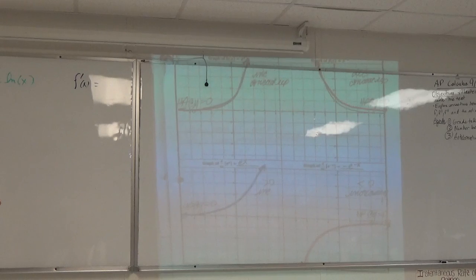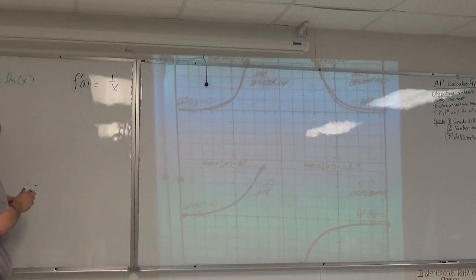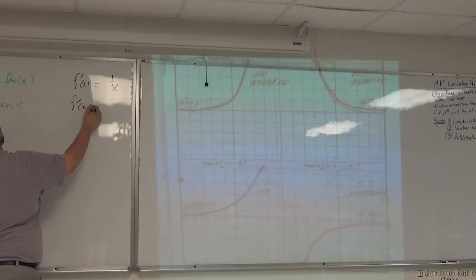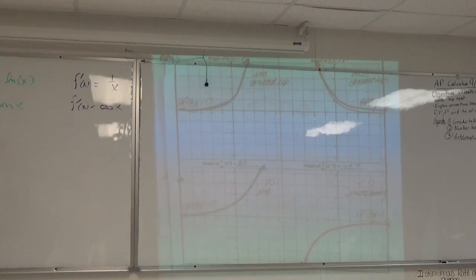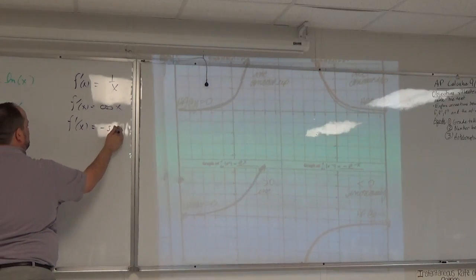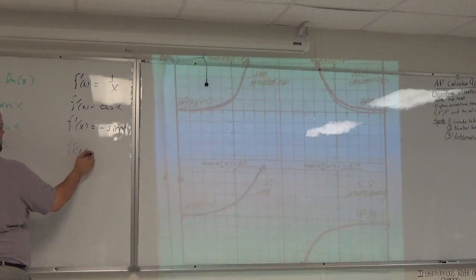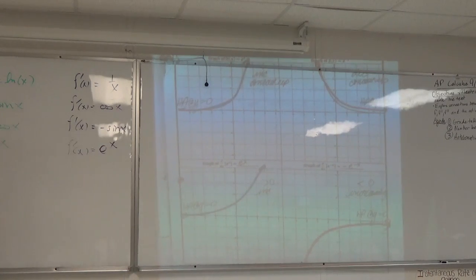Say it again. f of x is the natural log of x, f prime of x is 1 over x, where x is greater than 0. If f of x is the sine of x, f prime is cosine of x. If f of x is the cosine of x, f prime is negative sine of x. And if f of x is e to the x, f prime is e to the x, easy peasy.